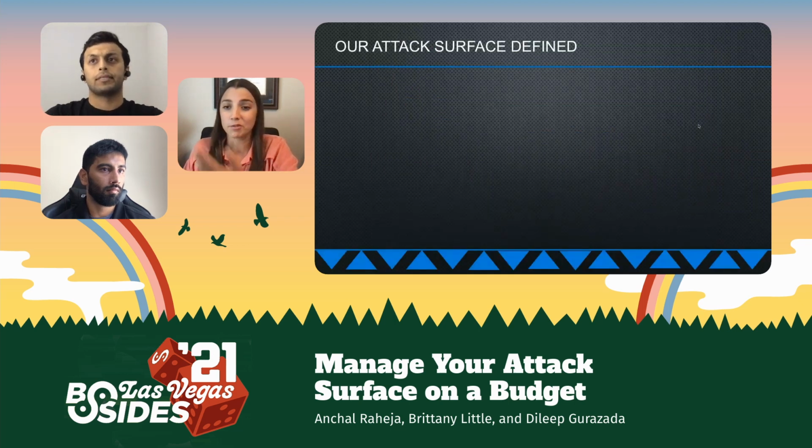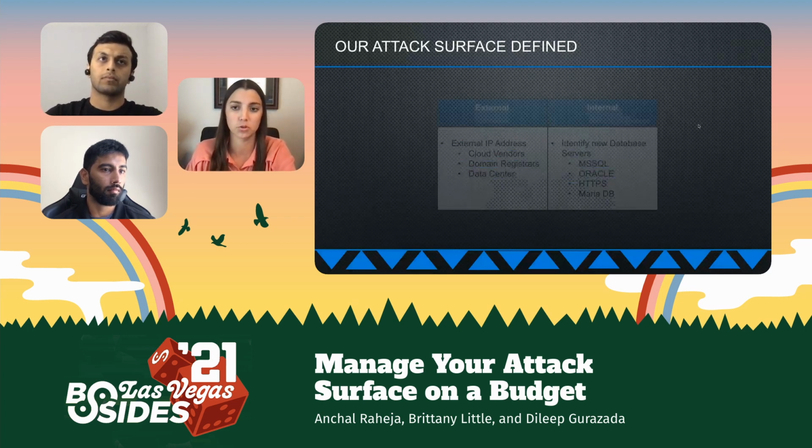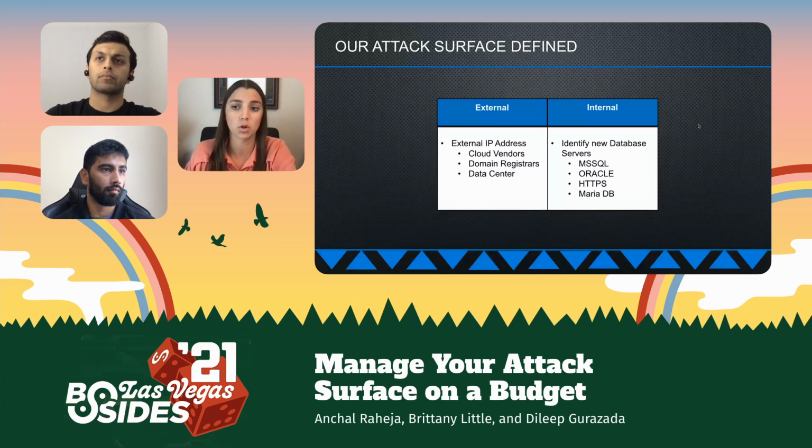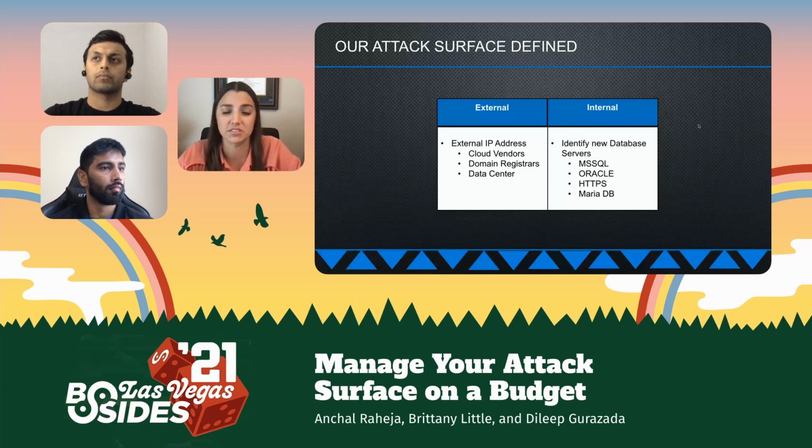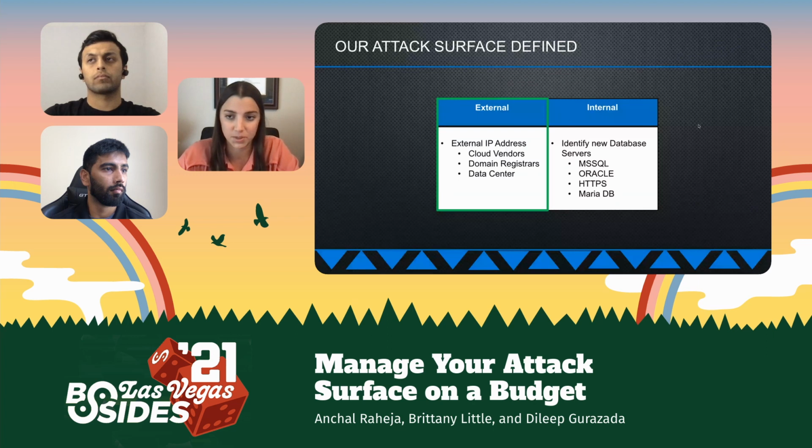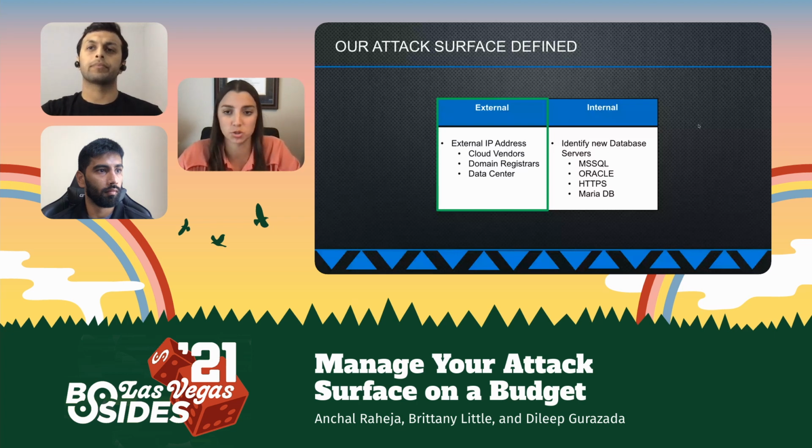So now that we've identified the problem, how do we know where we are exposed? How do we define our attack surface? Throughout our presentation, we're going to define our entire attack surface, but right now we're going to start with specifically our external attack surface. The way that we've defined this is by looking at our external IPs, checking things like our cloud vendors, looking at AWS, and looking at our domain registrars like GoDaddy and other sources within our data center.